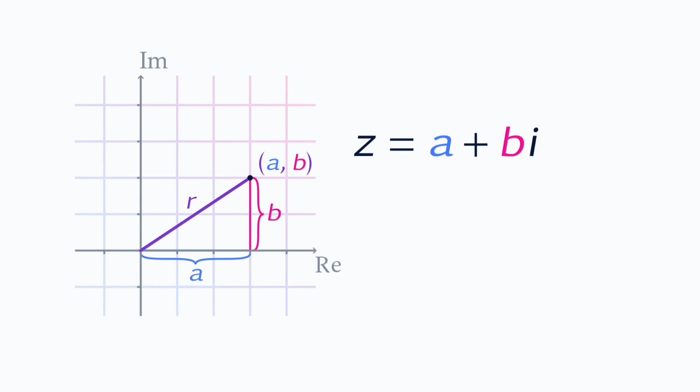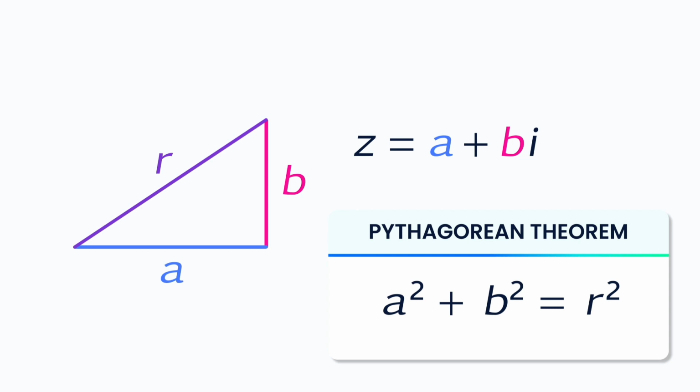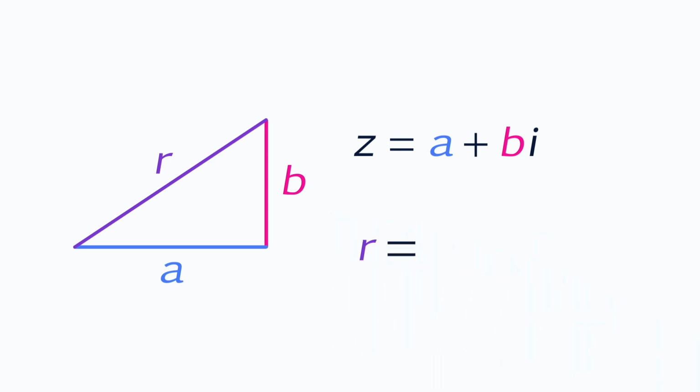Notice that r is the distance from the point z to the origin, or in other words, the norm. So, how can you calculate the norm? Well, you can make use of the Pythagorean theorem. Since r is the length of the hypotenuse of the right triangle, it equals the square root of a squared plus b squared. Now let's look at an example of how to calculate the norm of some complex numbers.